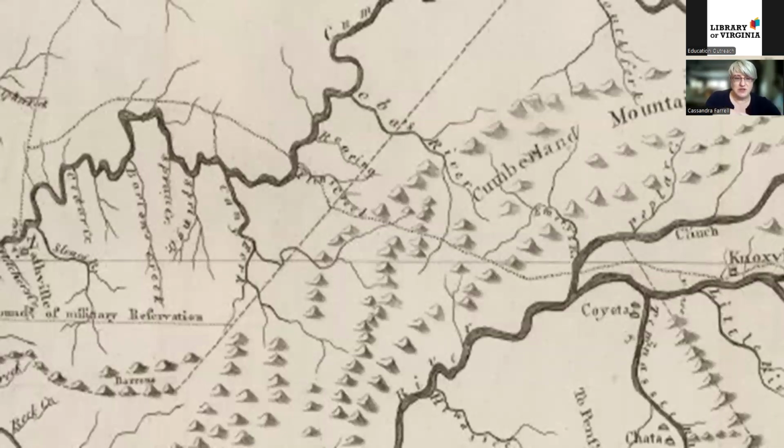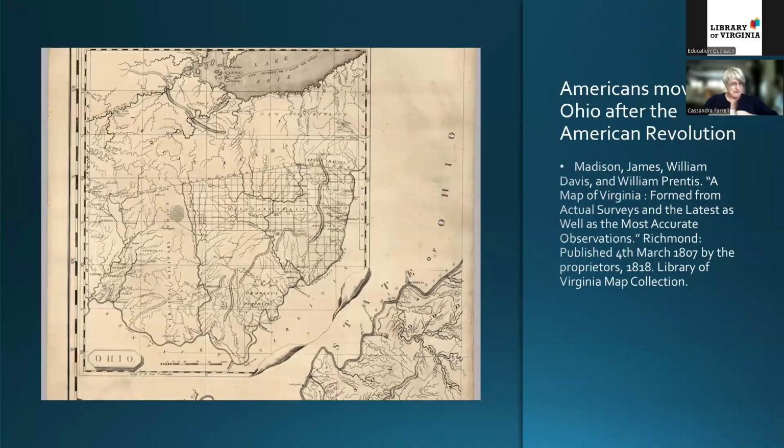So not only Virginians, but Americans are on the move. And one of the major areas that Americans were interested in moving into after the American Revolution was Ohio. And just to give you an idea of the importance of Ohio in early United States history, this is a snippet from the Madison map of Virginia, which was published in 1807. They included specifically an inset of Ohio because so many Virginians moved to Ohio after the American Revolutionary War.